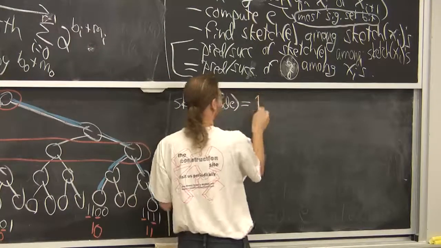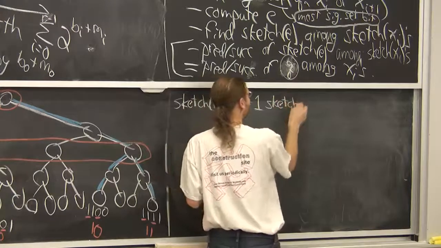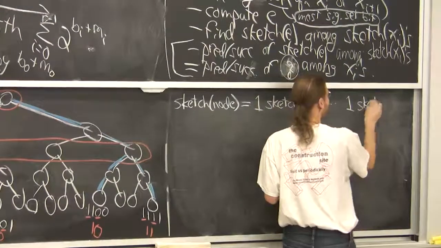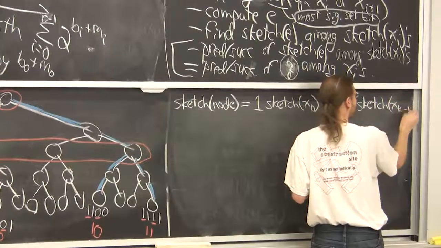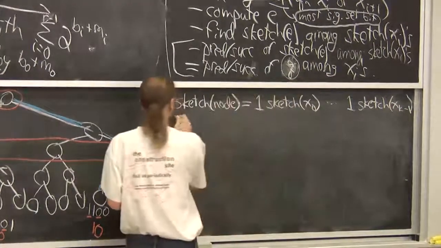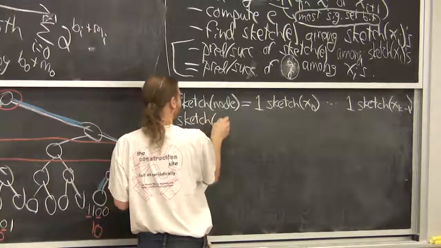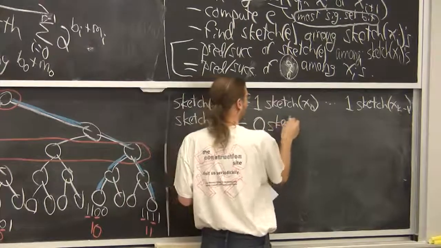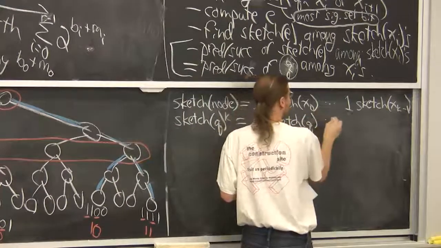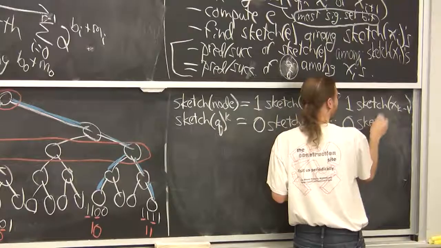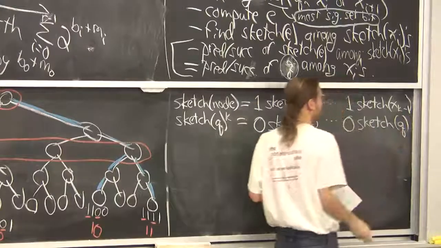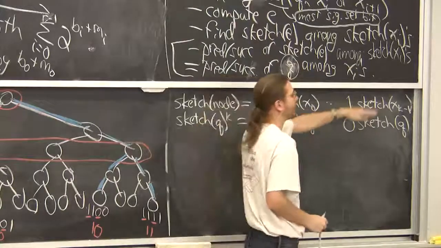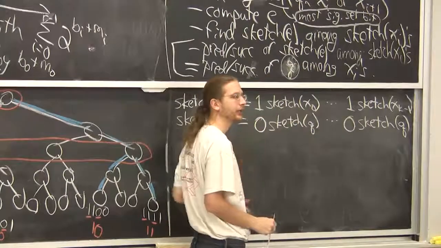I'm going to define the sketch of a node to be the 1 bit followed by the sketch of x0, 1, sketch of xk minus 1. And I'm going to define sketch of q to the kth power, so to speak, to be a 0 bit followed by sketch of q, 0 bit, sketch of q. Okay, this is aligning things so that if I did this subtraction and this one, I would basically be comparing q with all the xi's at once.